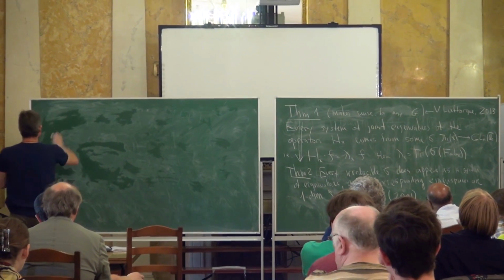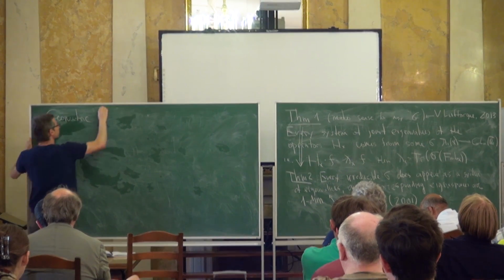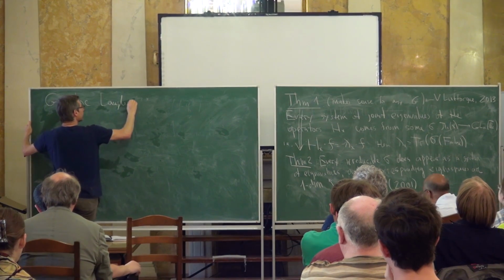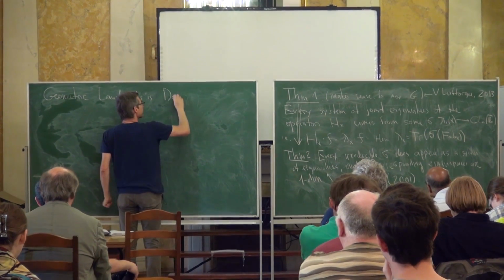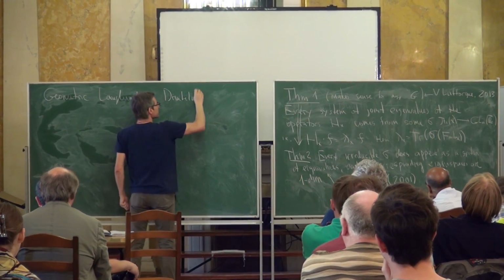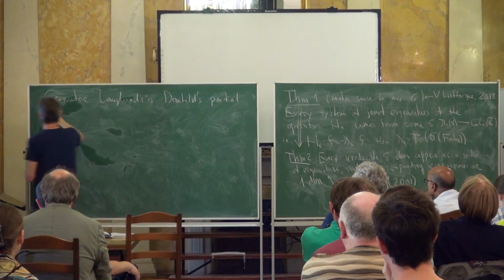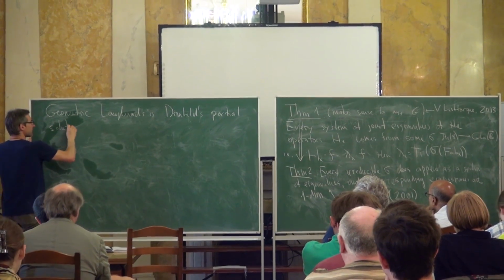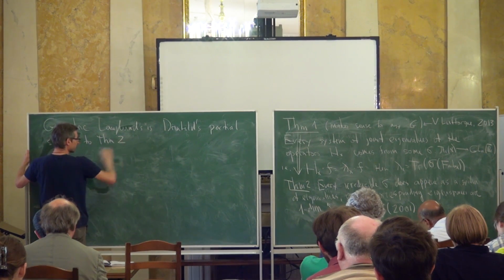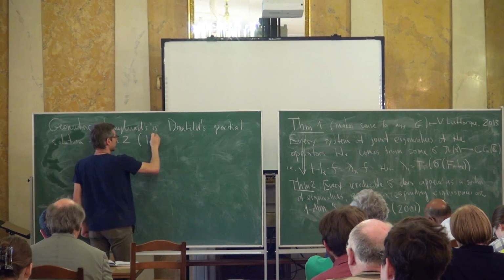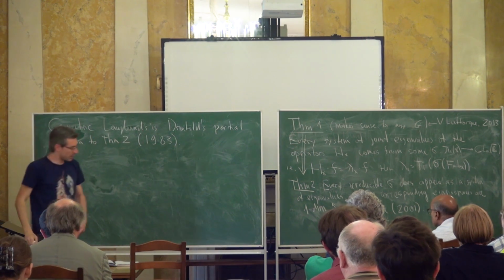So I'll explain it in a second. So this is Drinfeld's partial solution to theorem 2, which was published around 1983. And so here is what it's about.